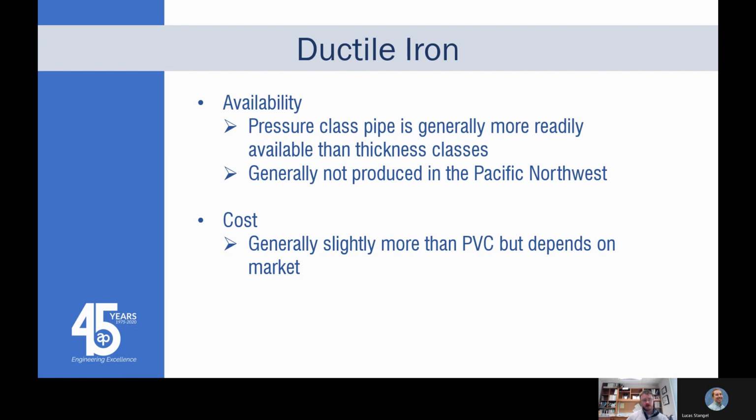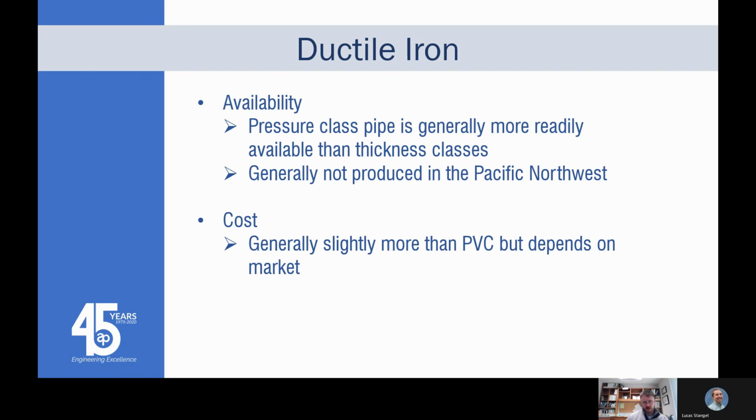Generally, at least to my knowledge, again, not a pipe supplier, I don't think it's produced in the Pacific Northwest. I think most of your ductile iron is made back east, and I think Texas has some larger pipe manufacturers, but it's still pretty readily available.